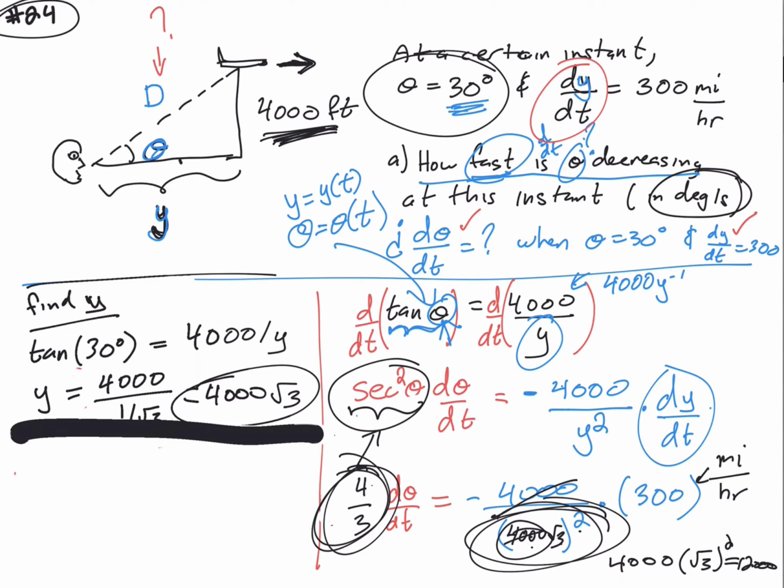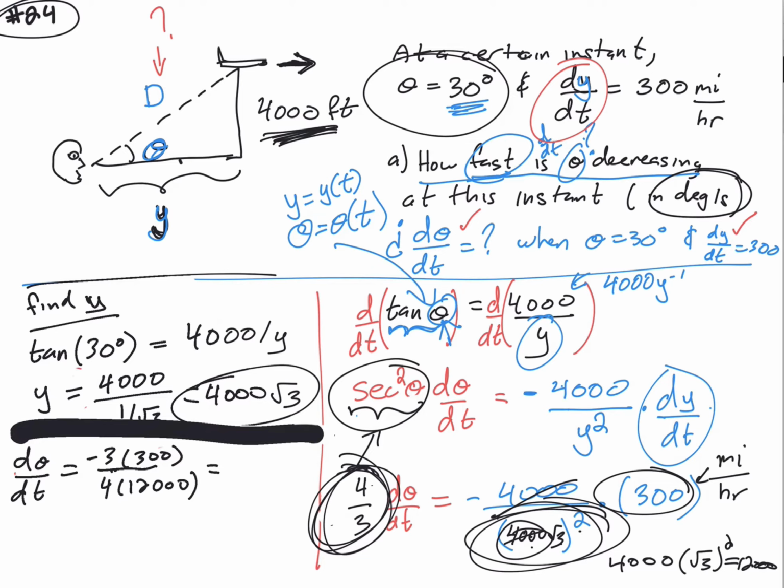Okay, anyways. All right, back to the problem at hand. Let's get back to business here. d theta over dt. So let's go back. Minus 3 over 4, which is 4 thirds, the reciprocal of 4 thirds, yes? Okay, times, so this 300, I'm just going to leave it there, 300. And then this is 12,000.